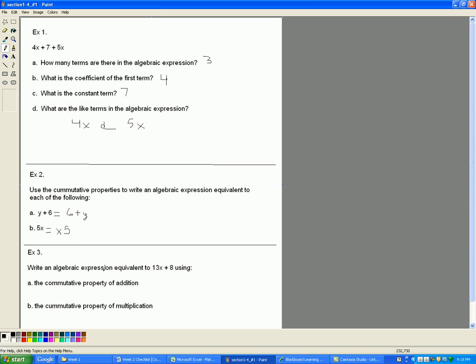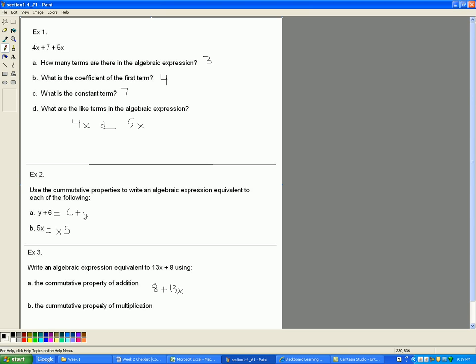Example 3, write an algebraic expression equivalent to 13x plus 8 using the commutative property of addition. In the example up here, when we used the commutative property of addition, all we did is swap the terms. The first term went second, and the second term went first. So using that property, we'll rewrite this expression. Here we have 13x first and 8 second. We'll just swap that around. That'll be 8 plus 13x. Now these are still identical statements. They still equal the exact same thing, and that's exactly what we want. Again, it's just two different ways of looking at it.